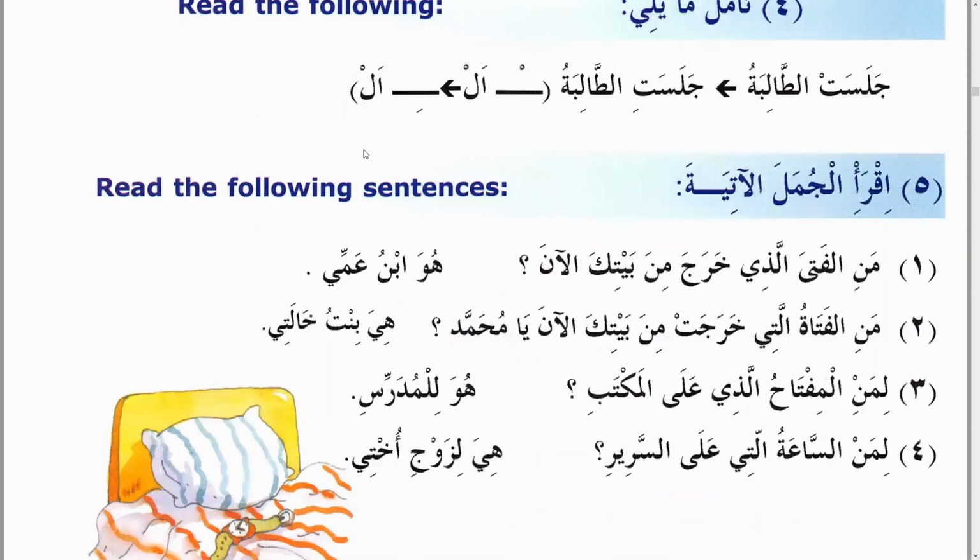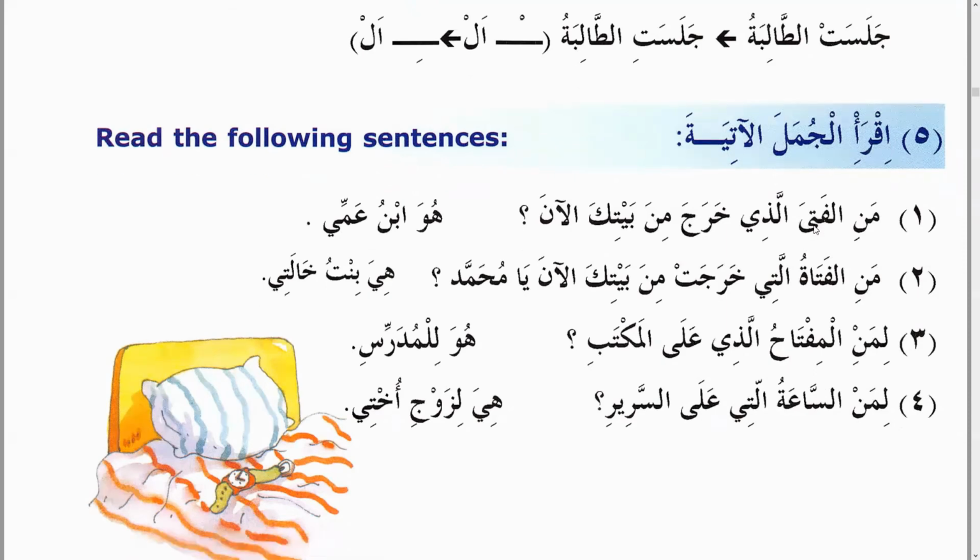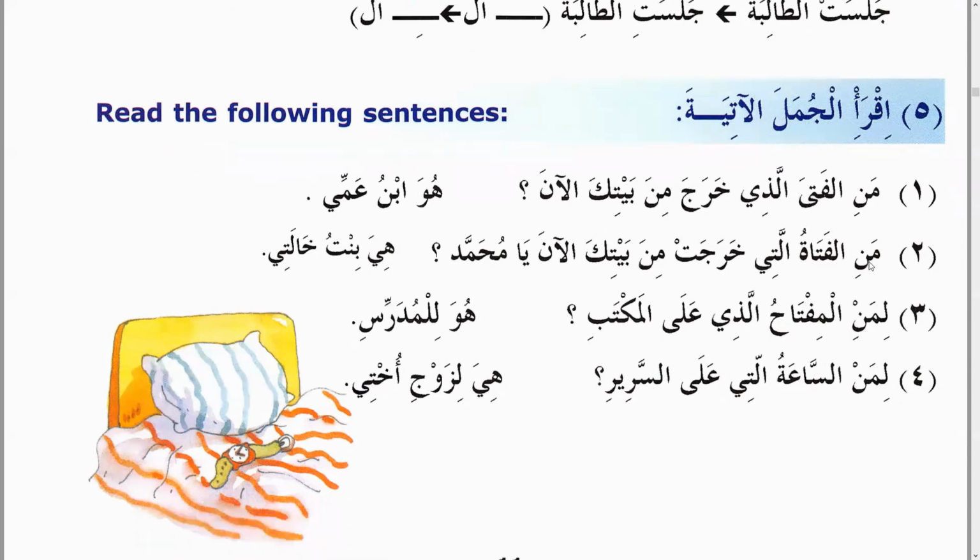Next exercise. Iqra. We just have to read the sentences. This is about allati. Manil fata. And al fata also. Who is the young boy or young man? Alladhi kharaja min baitikal an. Who just left your house now? Huwa bnu ammi, he is my uncle's son. So al fata is young boy or young man. Manil fatatu, who is the young girl, young woman or young lady?